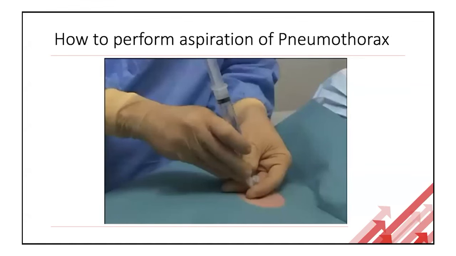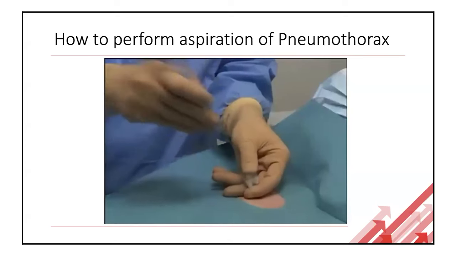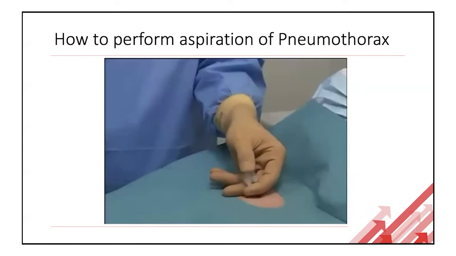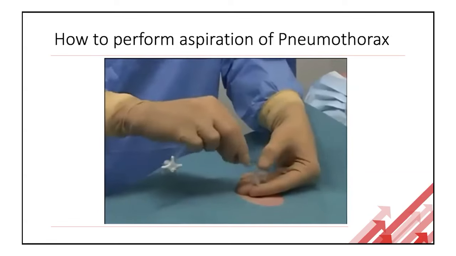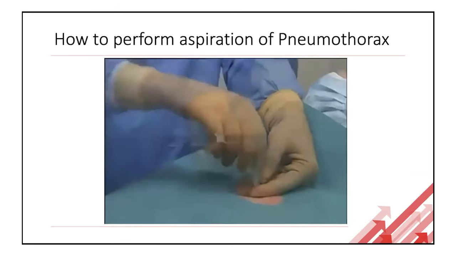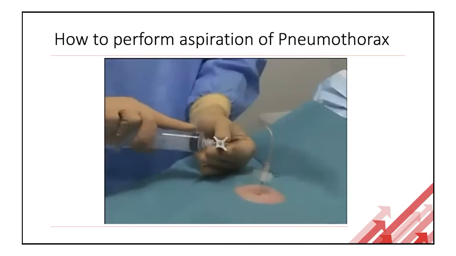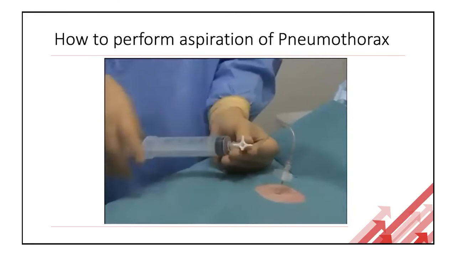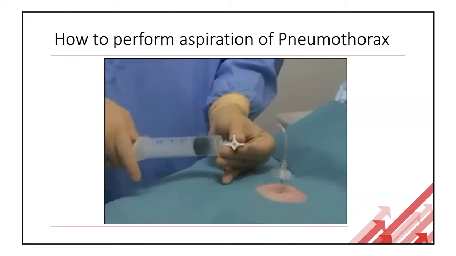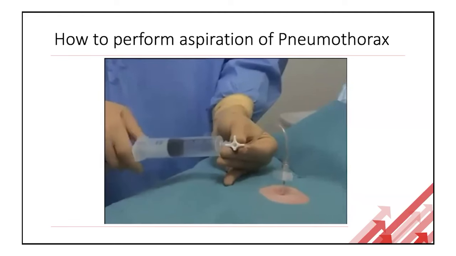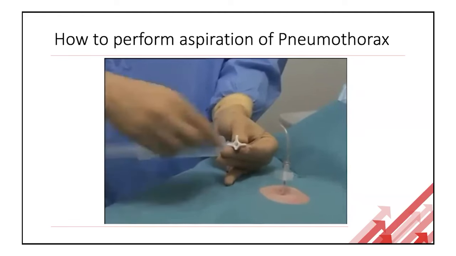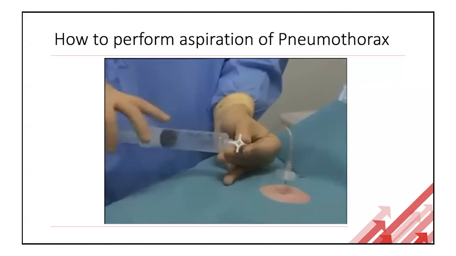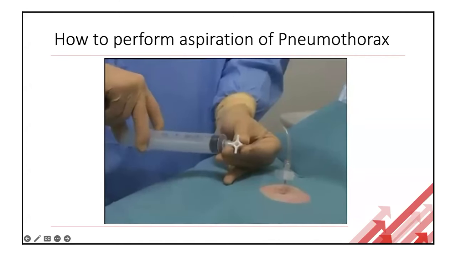Remove both the catheter and the 10 milliliter syringe. Immediately cover the opening of the catheter with your finger to prevent the entry of additional air into the pleural cavity. Attach the tubing with the three-way stopcock to the catheter. Use the 50 or 60 milliliter syringe to gently aspirate the air from the pleural space. Evacuate it through the side port into the ambient air.